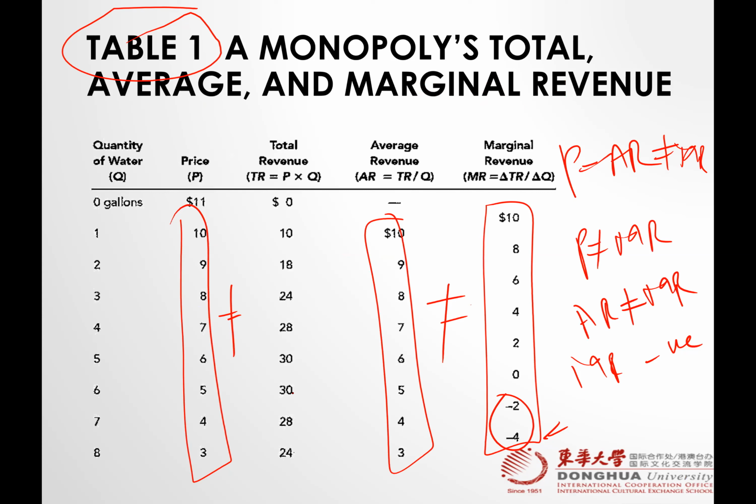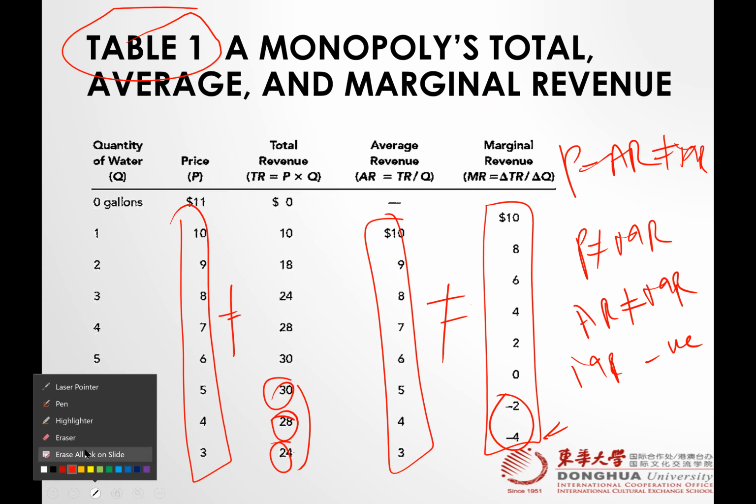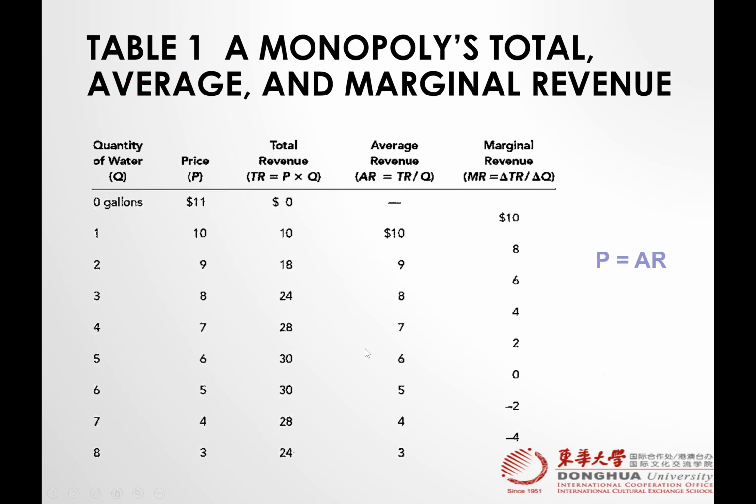So you see from 30 to 28, 28 to 24. The layman's concept is that we sell more, so our revenue is going to increase. No, dear. You find out that in the case of monopoly, when you sell an additional unit, your total revenue decreases. It means your MR is negative, right? So the tagline we discussed here was price is equal to AR. Well done.